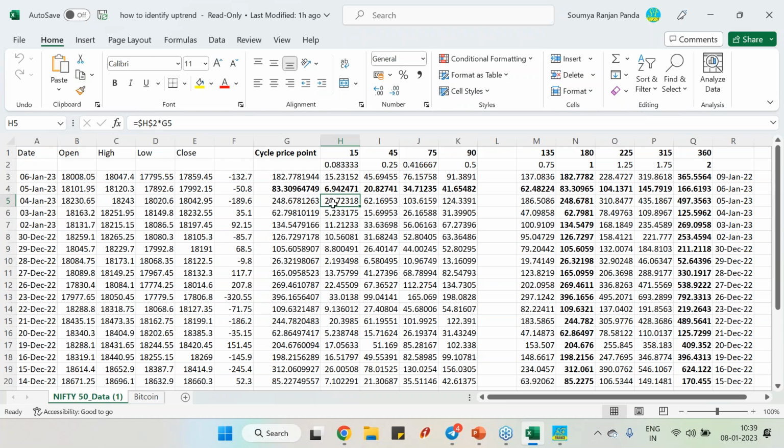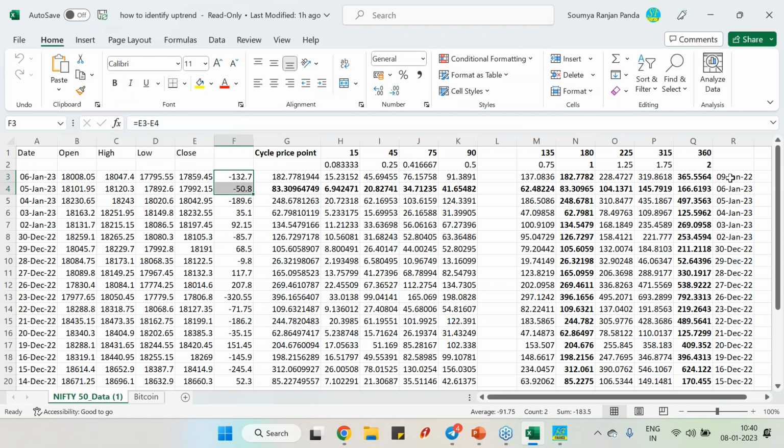Now after you calculate all these things, you can see it is a jumble of numbers. A lot of numbers are there. Cycle price point is there, minor cycle turning points are there, major cycle points are there. Then how should I conclude, how should I read these things, and how should I utilize these things for my study? Fine. For your study, you always need to understand 2 days' values.